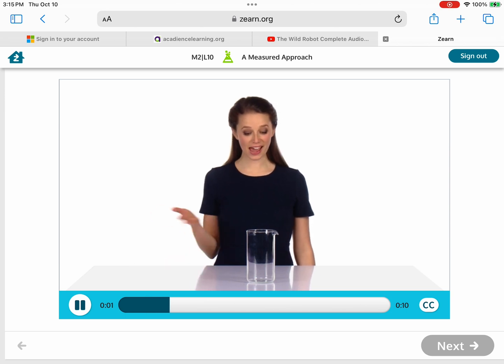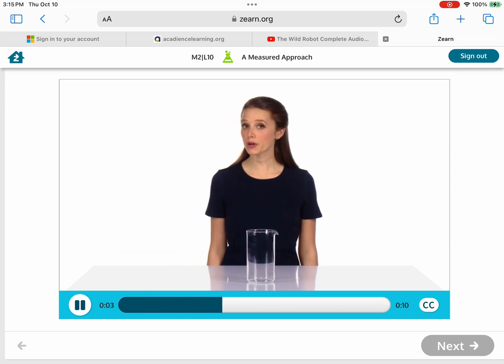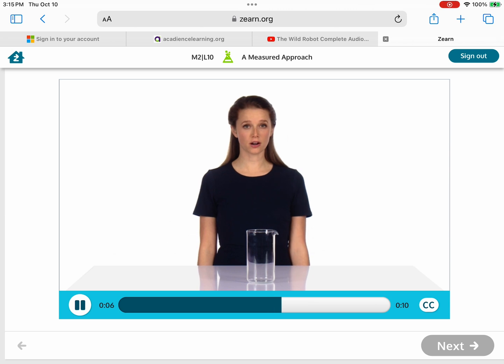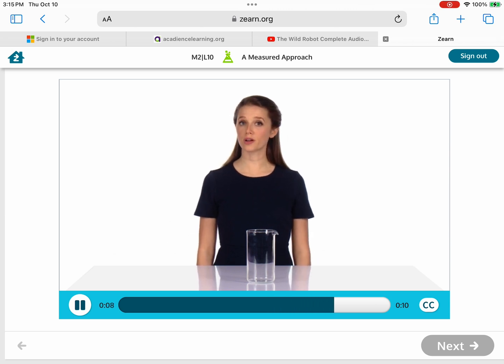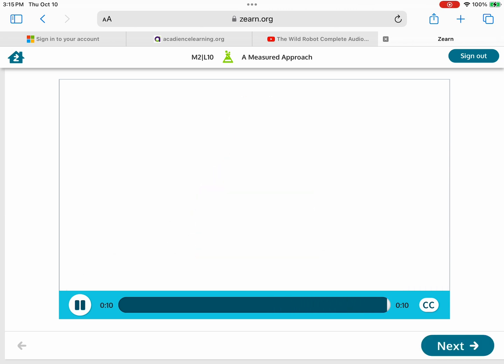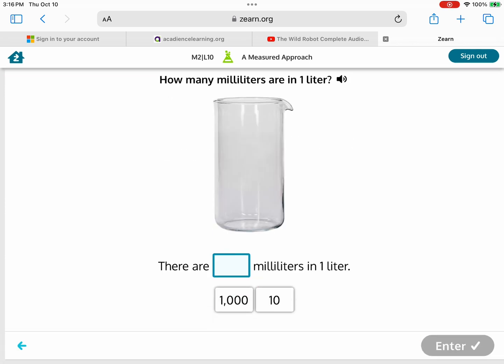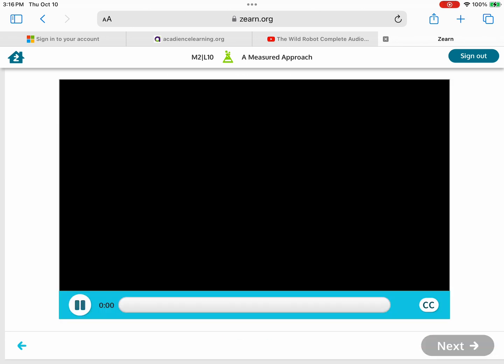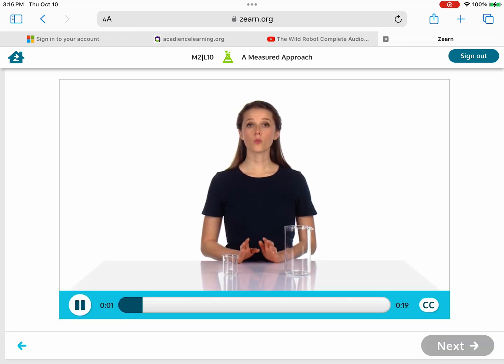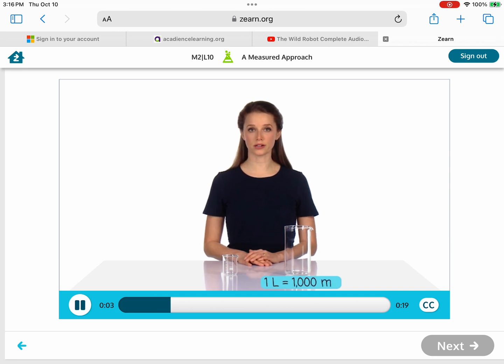Hi there. I have this jar. I want to put 1 liter of water in my jar. How many milliliters are in 1 liter? There are 1,000 milliliters in 1 liter.